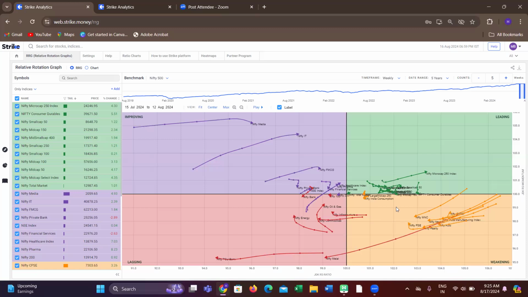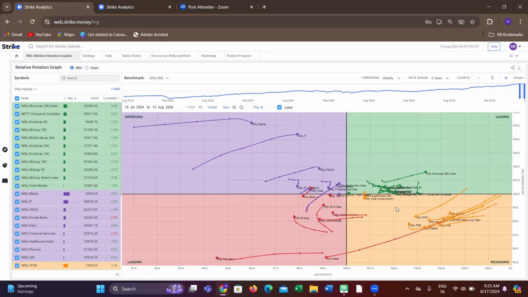Whenever you see the momentum increasing as well as the relative strength increasing, you will see most of them in the improving or leading quadrant, and some of them would be in weakening as well. And there could be a turnaround story, and some of the scripts may turn from weakening to leading as well. So these are the X and Y axes, very simple. You don't have to break your head. Just understand the ratios are on the X axis and momentum on the Y axis.